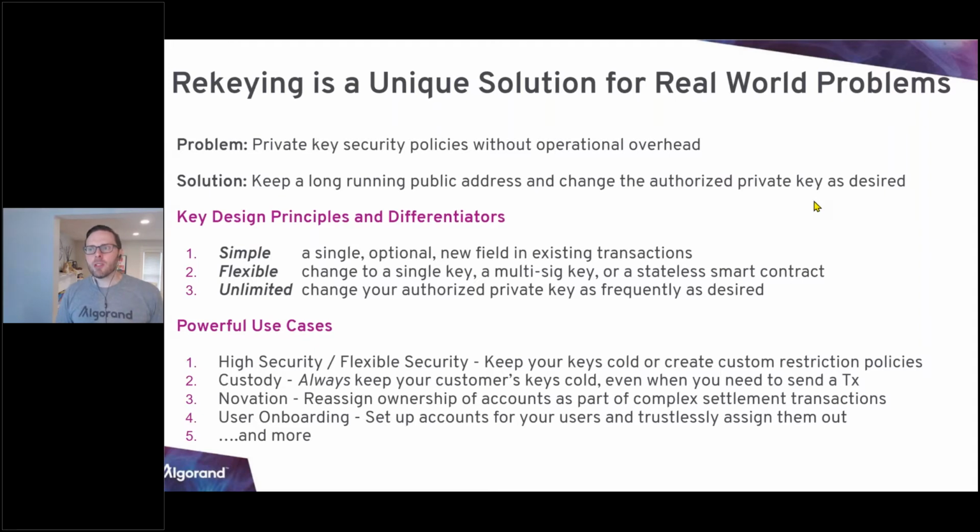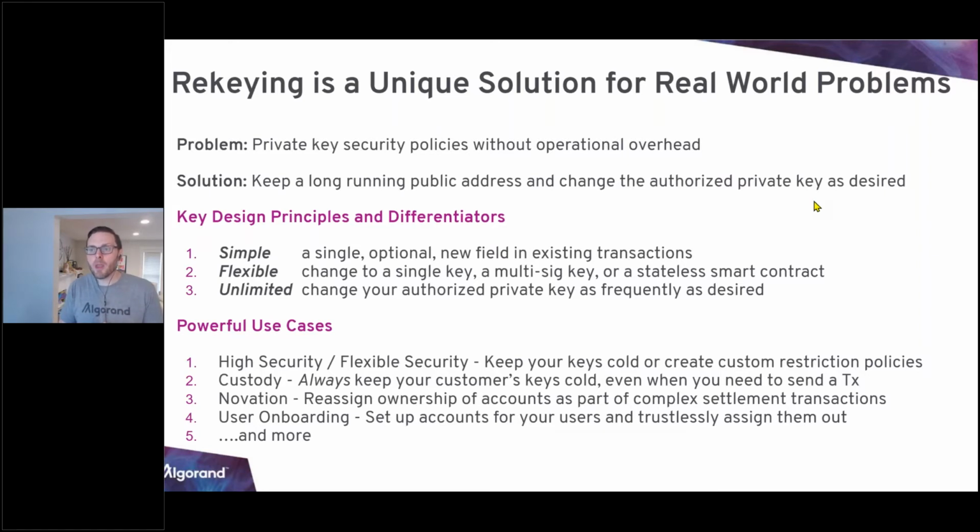There were 3 key design principles and differentiators around this feature. First of all, we're not aware of any other protocols that have this as a layer 1 primitive. If you know Algorand, which you guys do, you know we're all about the layer 1 primitives, making it simple, making it easy. And those design principles carry through to Rekeying. So as far as simplicity, this is just a single optional new field in existing transactions. So there's no new craziness you have to try and figure out. It's just a new field. If you want to rekey that account, you just pop in the new address that you want to rekey it to, and you're done. It's also super flexible, so you can actually upgrade security policies or create actual policies.